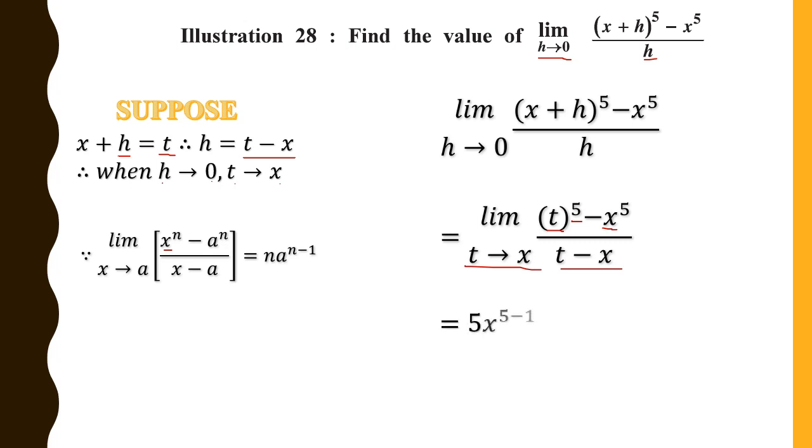According to our formula n raised to n minus 1, 5 into x raised to 5 minus 1, the answer will be 5x raised to 4. Yes, it's not necessary that each and every time you get a specific value. You can also get answers like this in this type of equations.